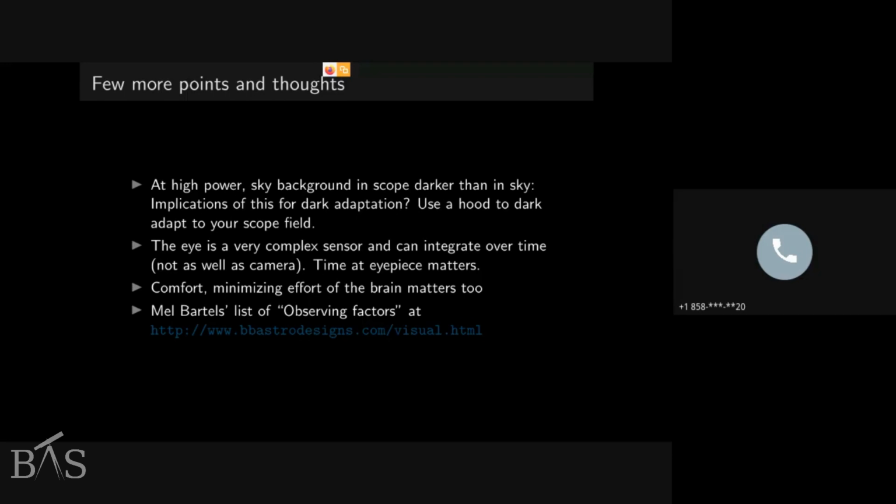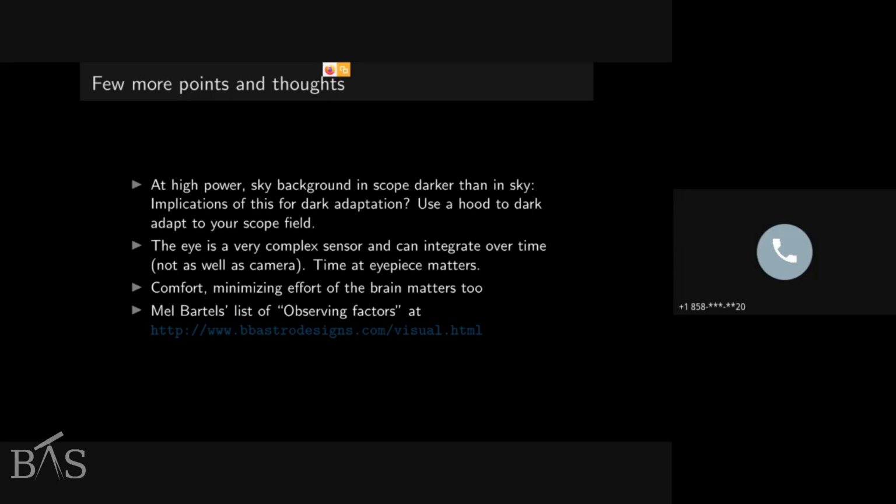Mel Bartels, who is famous for his telescope making but is also an exceptional visual observer, has a list of observing factors on his website. He says these are the things that matter and how they affect your observing. So that's worth looking at. What I'm saying here is that it's very hard to say what is going to be visible in your telescope and what is not. But a few things to keep in mind: things at the limit of visibility are not seen all the time. That's everyone's experience. And all these small factors, like how long you spend at the eyepiece, how much light shielding you create, and so on, all of these matter a lot.